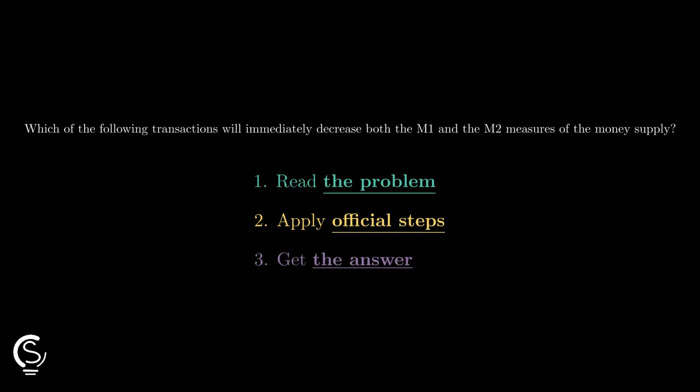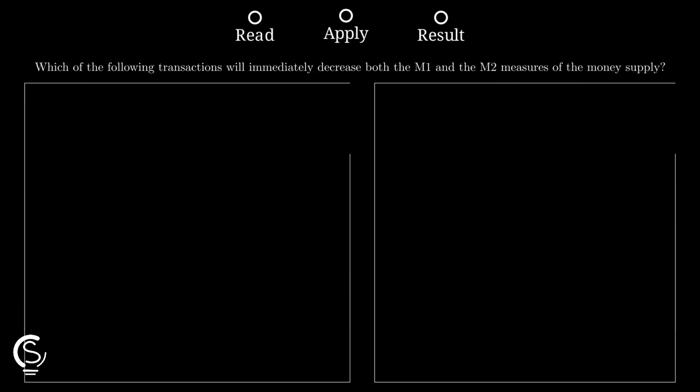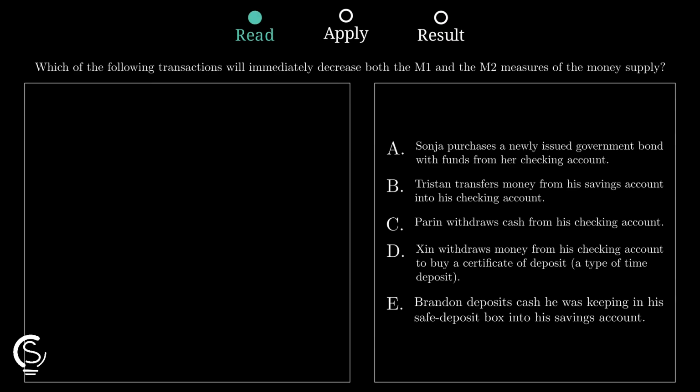Money supply questions are fast if you know the definitions. We must find which transaction immediately decreases both M1 and M2 measures. First, remember that M1 includes currency and checkable deposits, while M2 includes everything in M1 plus savings. We need a move that takes money out of these specific liquid categories.